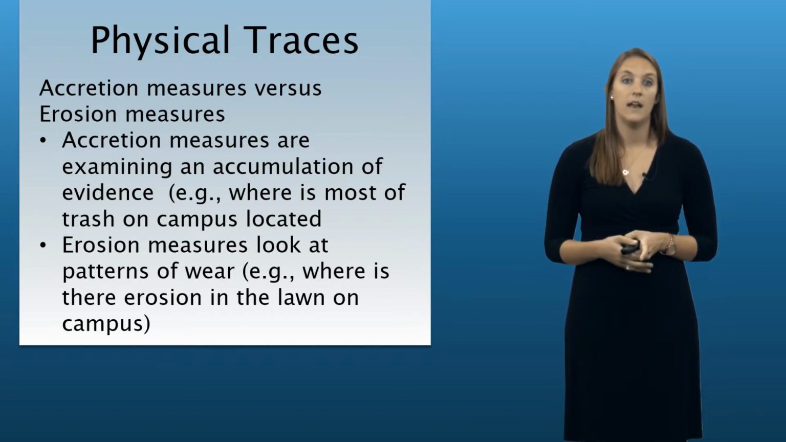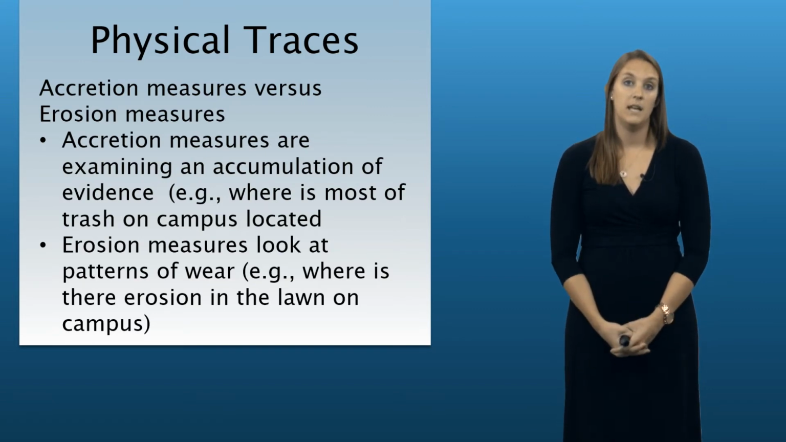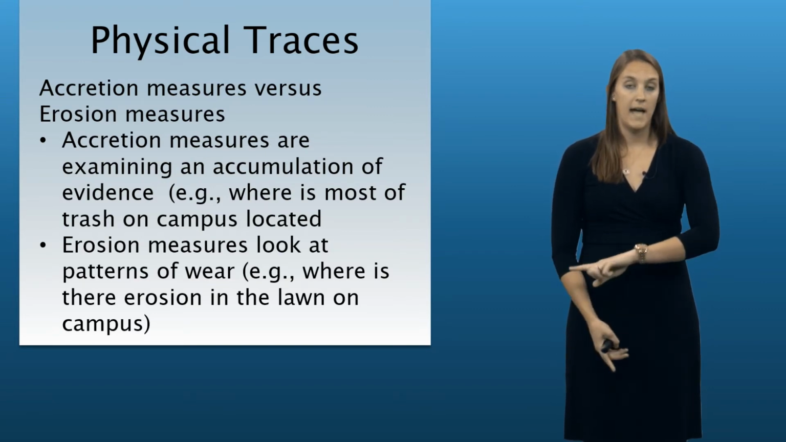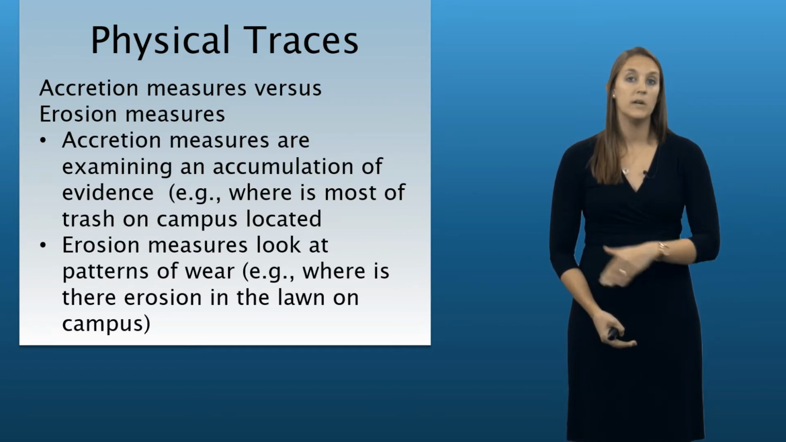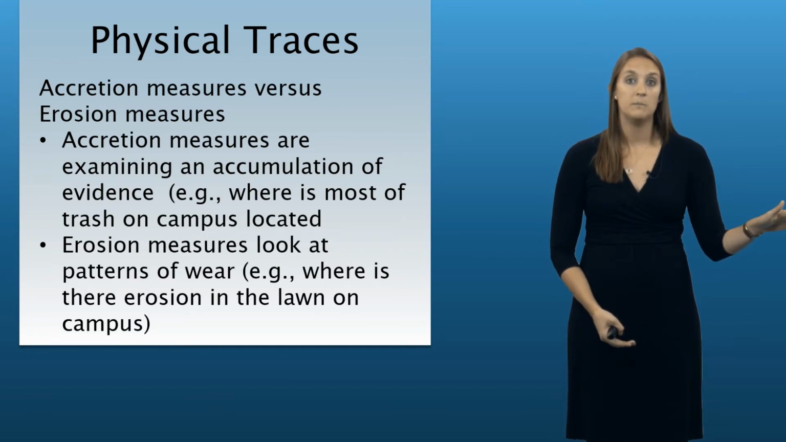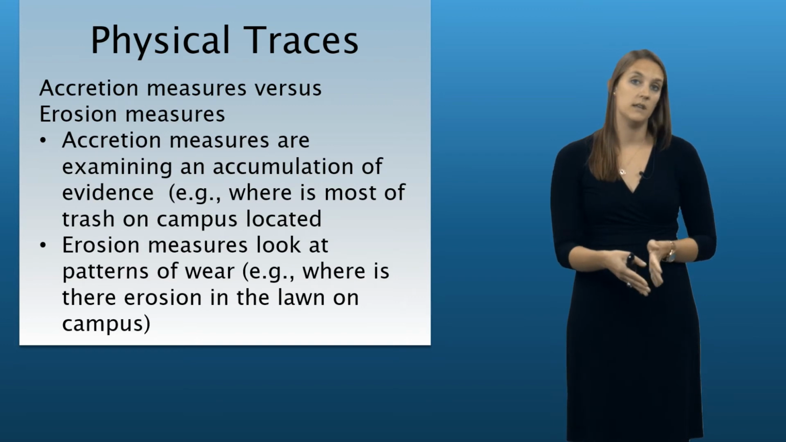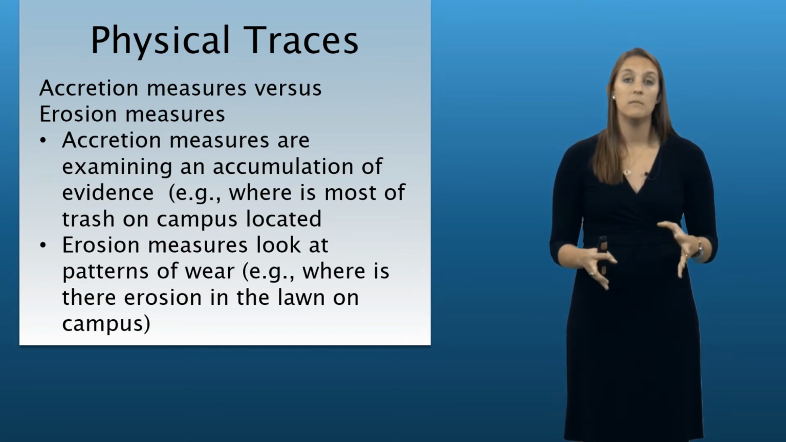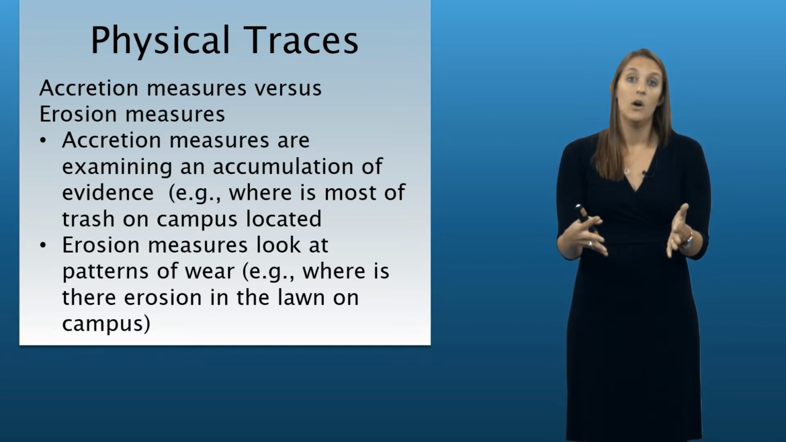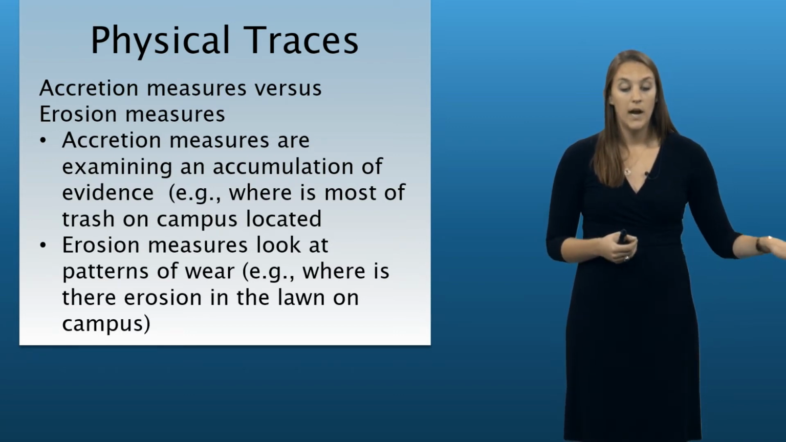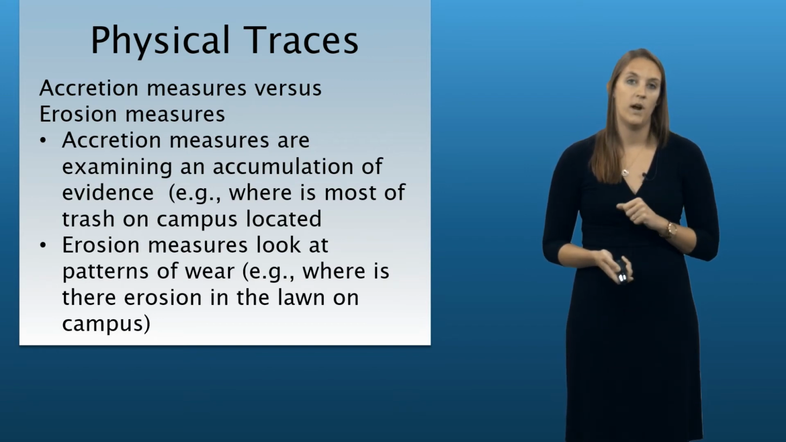That's looking at the patterns of wear in the environment. An erosion measure might be if you go and see little paths in the grass around the sidewalk. That might be telling you this is a really frequent path that students take that must be really convenient for them, so maybe we should add in a new sidewalk based on this erosion measure. So accretion means things are building up. Where is more and more of the trash located? An erosion measure is, where are most of the wear patterns on the carpet or in the grass? Where are things kind of wearing away?